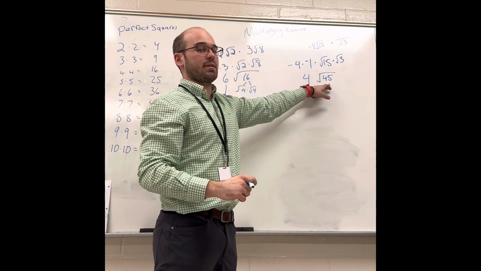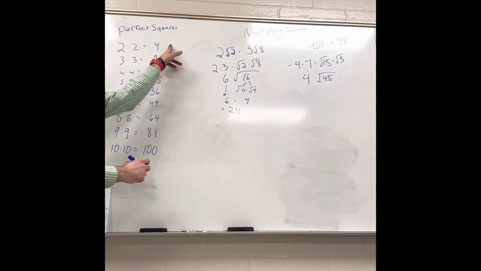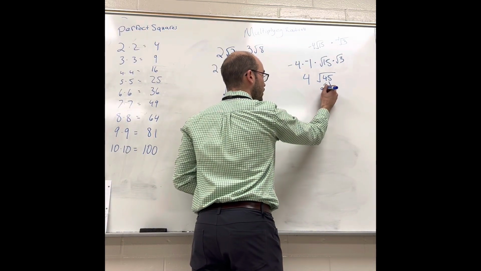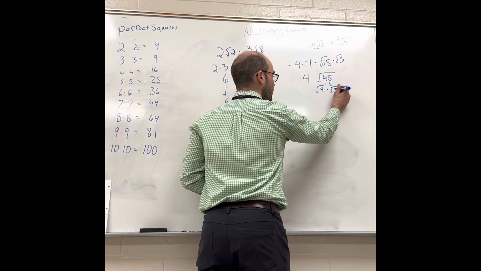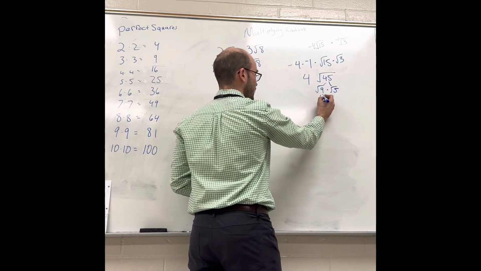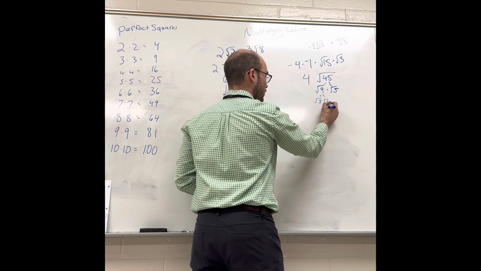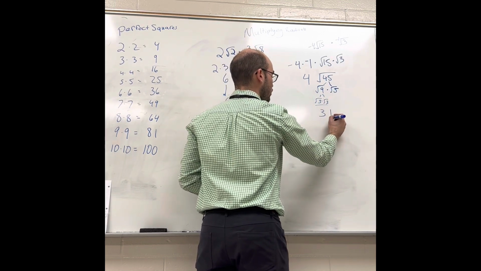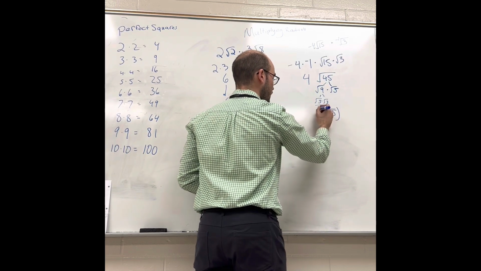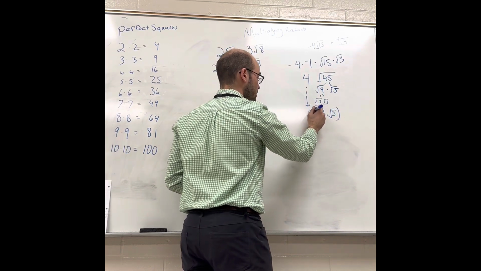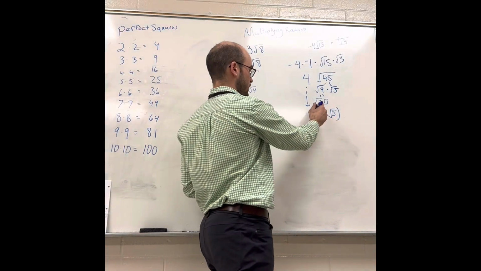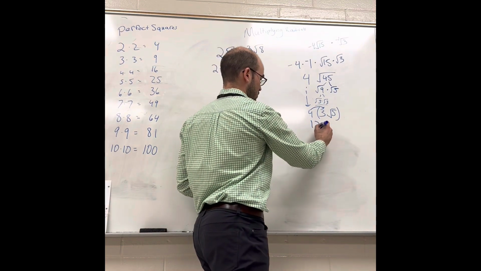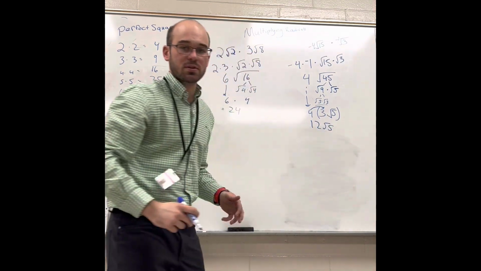Root 45 could break down. 4 won't go into it, but 9 will. If I were to do root 9 times root 5, I get root 45. 9 breaks down, root 3 times root 3. The 3 is going to come out, and that root 5 is going to come down. Can't forget about this 4, because I'm going to distribute it for my last step. 4 times 3. 12 root 5 is my final answer.